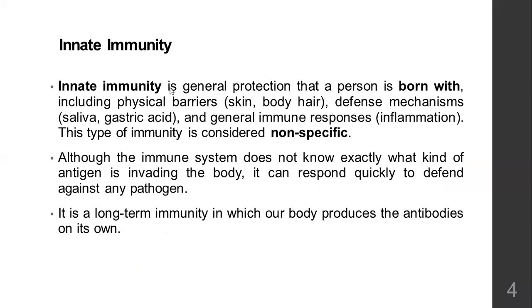So innate immunity is a general protection that a person is born with, including some physical barriers: skin, body hair. You are born with your skin. You're born with mucous membrane, mucus producing cells. You're born with white blood cells, T lymphocytes, B lymphocytes. These are produced in your body in a natural way. They all become part of your innate immunity. All the defense mechanisms that you have in your body in the form of saliva, gastric acid, hydrochloric acid. Everyone is born with these things. A healthy, normal human being is born with these things.